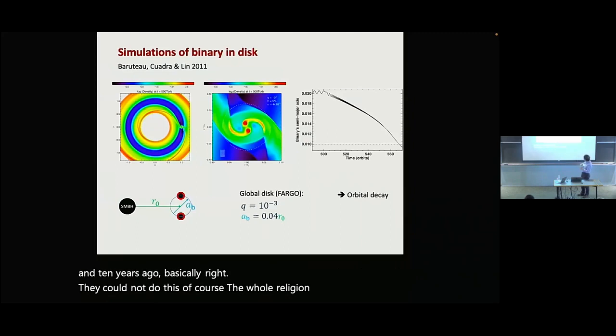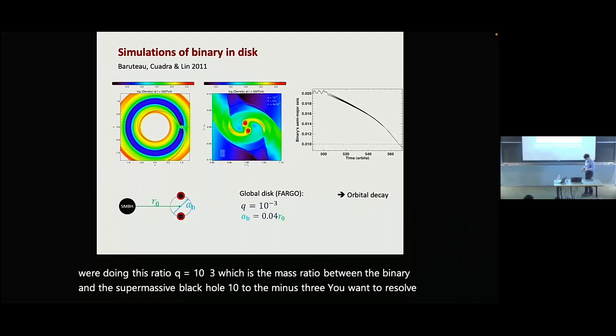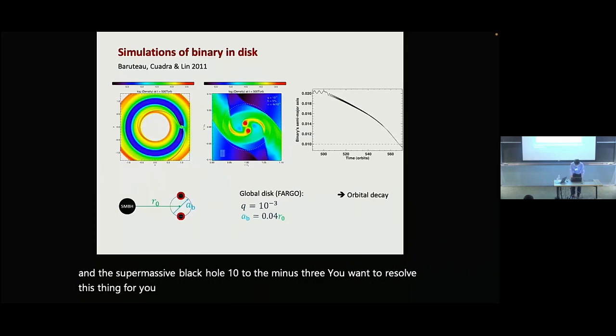Instead, they were doing this mass ratio Q equal to 10⁻³, which is the mass ratio between the binary and the supermassive black hole, 10⁻³. You want to resolve this thing, so you want to make a more modest mass ratio. And they find that the orbit of the binary decays, right?